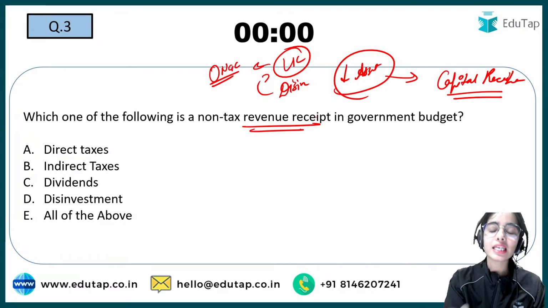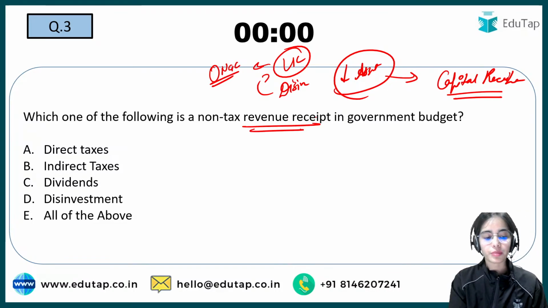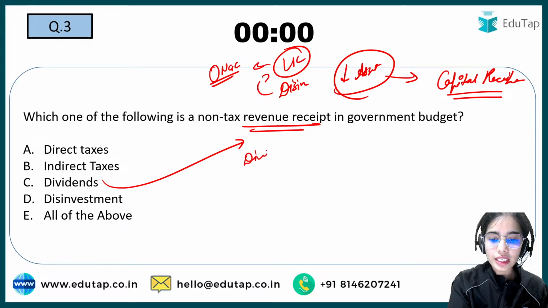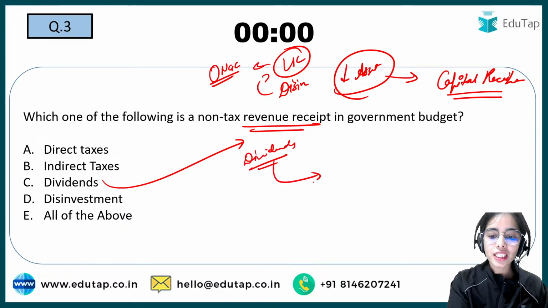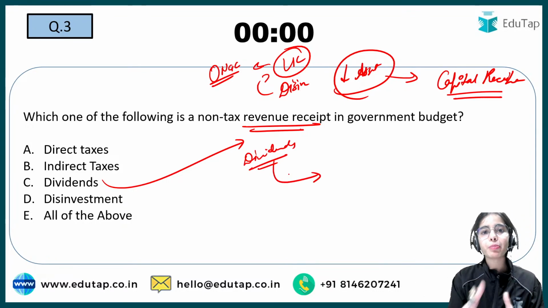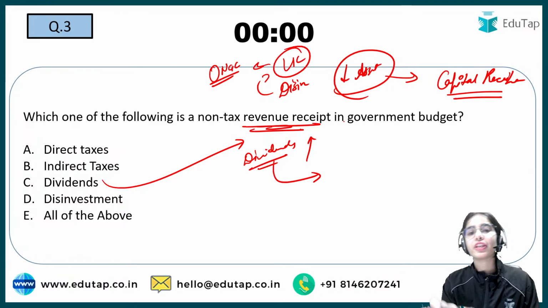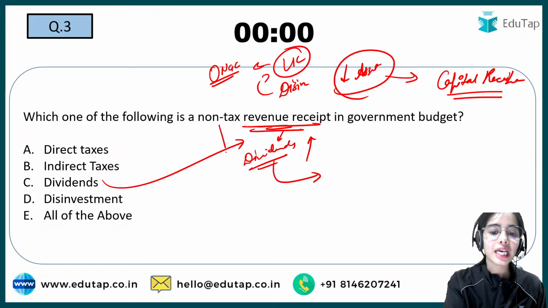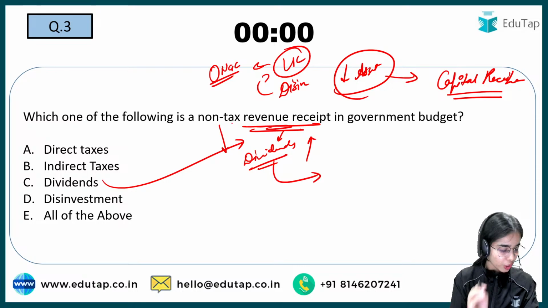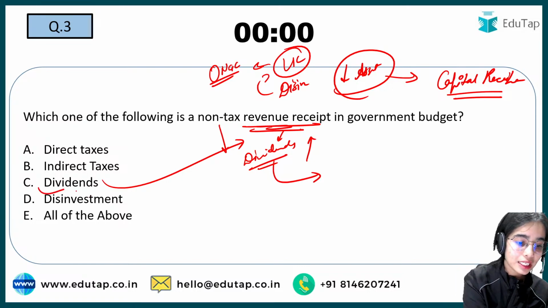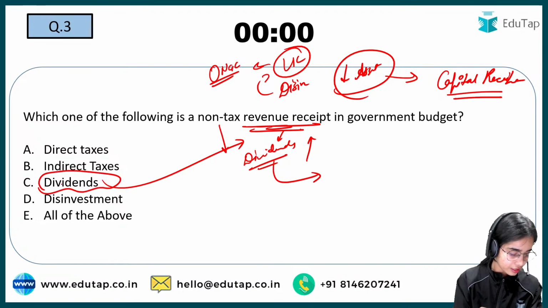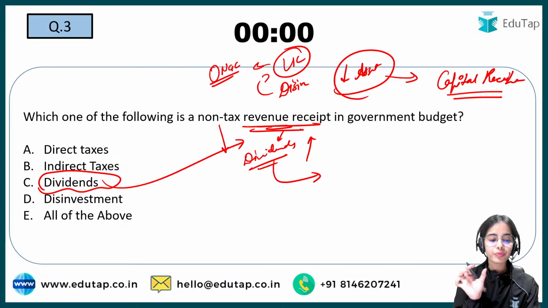Here we are asking the non-tax revenue receipt. So the dividends, that is a part of profit that the government is getting on a regular basis from the public sector undertakings, from the public banks and such. So these dividends are the non-tax revenue receipts. They are the revenue receipts that are not tax. So here the answer is C. Is it clear to all the students that are giving the answer D?